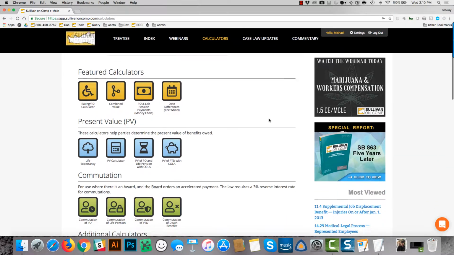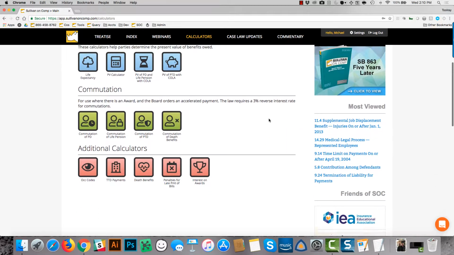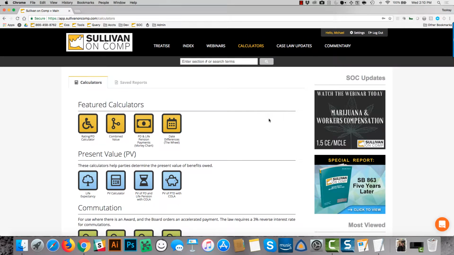icons represents a different calculator you can use. They're organized in four groups. The first four are featured calculators, the ones we think you'll use most often.